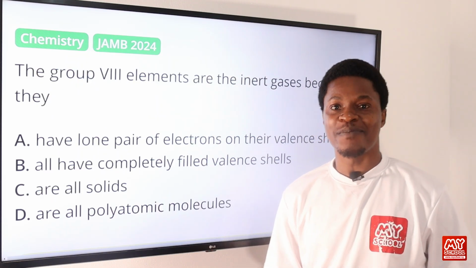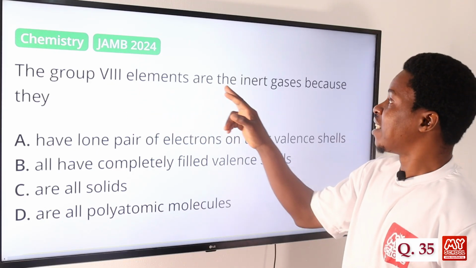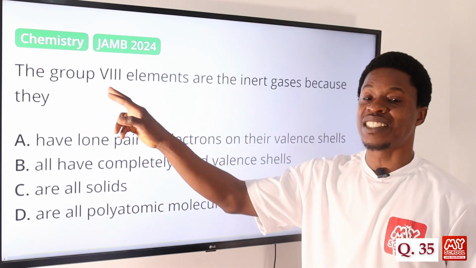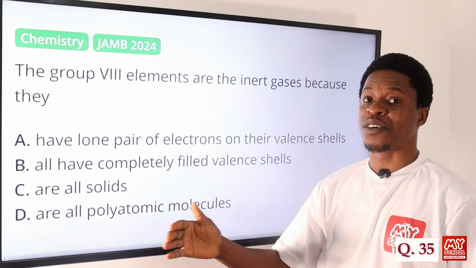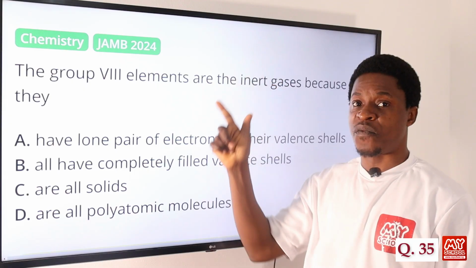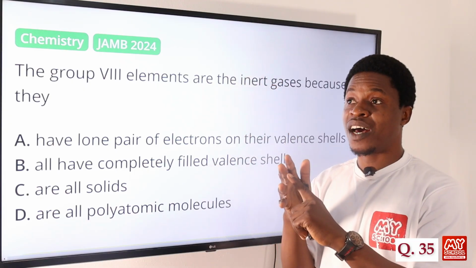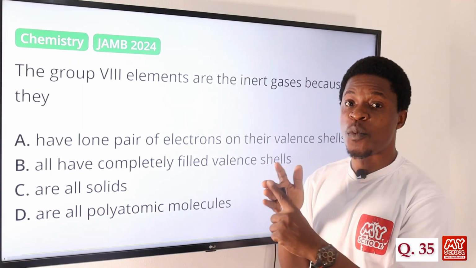Now let's go to question number 35. The group 8 elements are the inert gases because they do what? Don't forget, group 8 elements are also referred to as the group O elements. And why are they called group O elements? Because their outermost shell is completely filled with electrons. Like we have helium, neon, argon. Those are examples of the group 8 or group O elements.